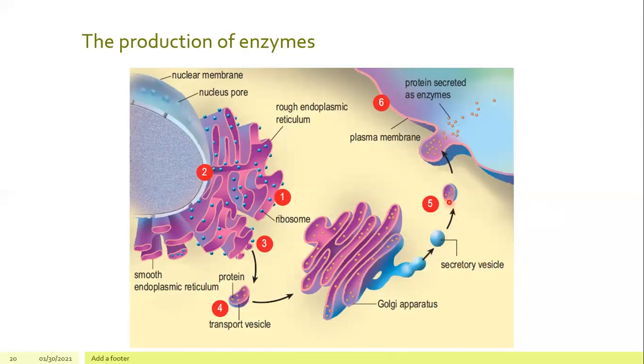And then it goes to the end of the cell membrane or plasma membrane, and then it will be secreted out. One question: this enzyme that is being secreted, is it an intracellular or extracellular enzyme? Because it is produced in the cell but secreted out to be used by other cells, it is known as an extracellular enzyme.